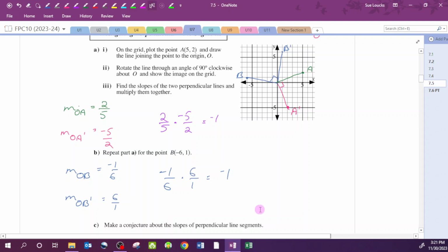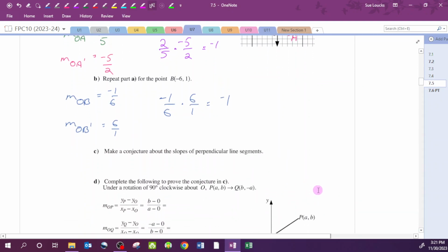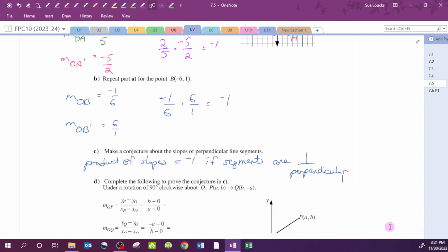Okay, so we're going to make a conjecture about the slopes of perpendicular lines. And that is that the product of slopes equals -1 if segments are perpendicular. So that symbol means perpendicular. Perpendicular, of course, means that they're meeting at 90 degrees. Sorry, I guess I should have mentioned that further.